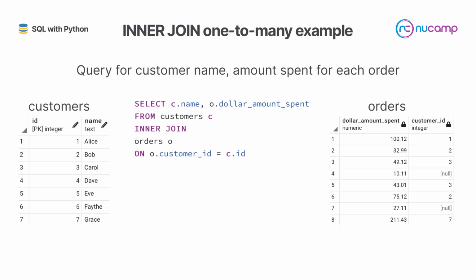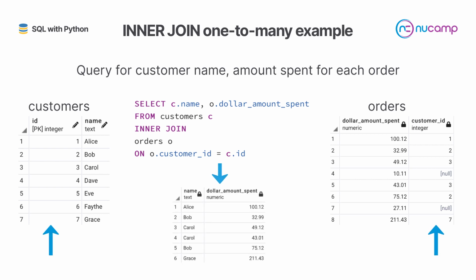We've got two tables here, one for customers and one for orders. You've seen these before, and you might remember that this is a one-to-many relationship, because each customer can have many orders, but each order can only have one customer. This time, what we want to do with these tables is get the customer's name and the amount spent for each order in a single result set. We do this by joining customers and orders, where the customer ID of the orders table matches the ID in the customers table.